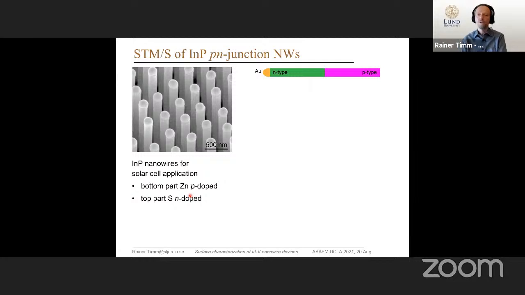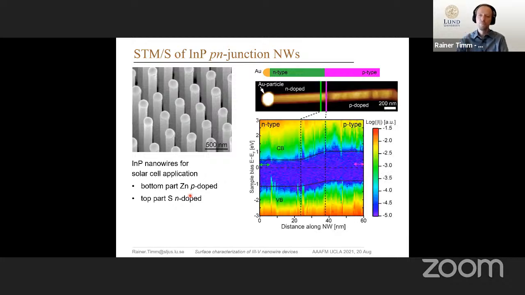Okay, let's now move to a different type of heterostructure. Here these are indium phosphide nanowires with a PN junction. As I showed in the introduction, they can be used for photovoltaic devices. This is an SEM image. Here we have an SEM overview image. We have the n-doped part here, the p-doped part there.